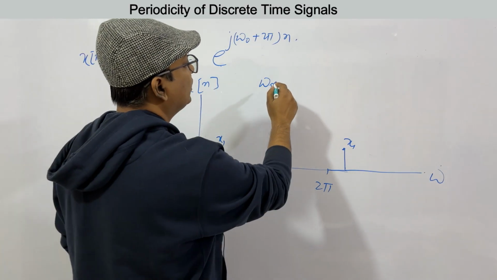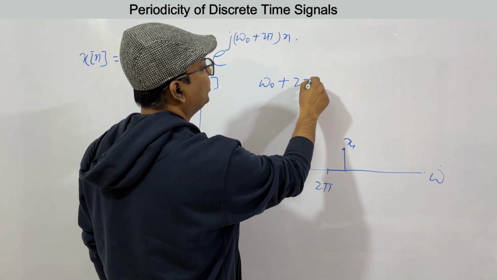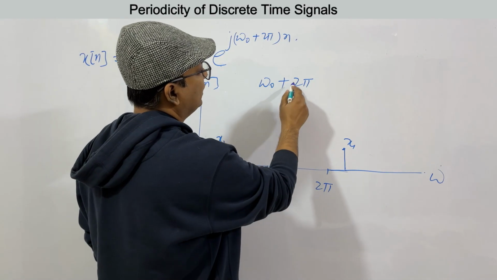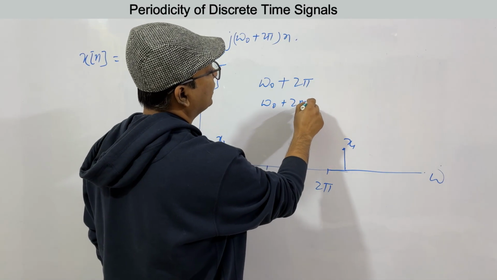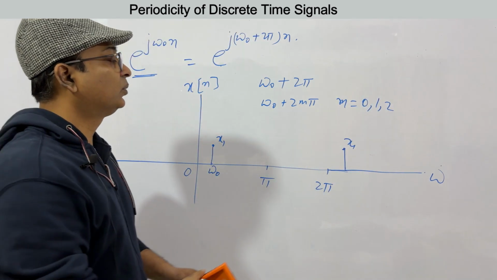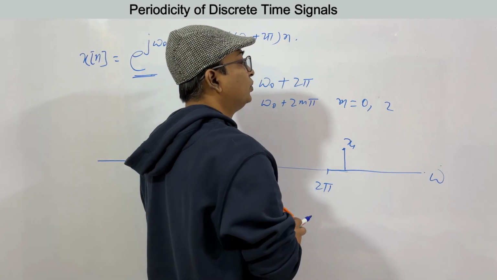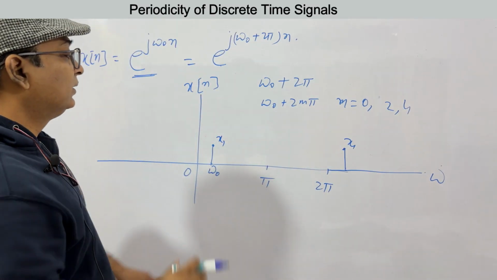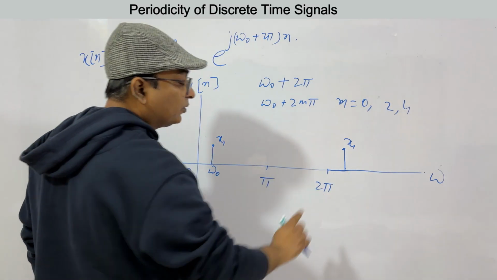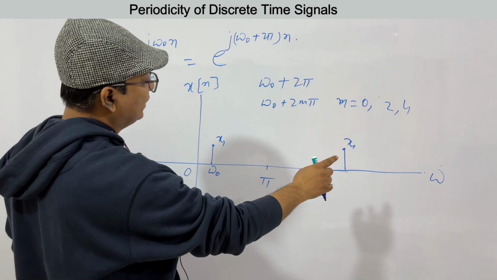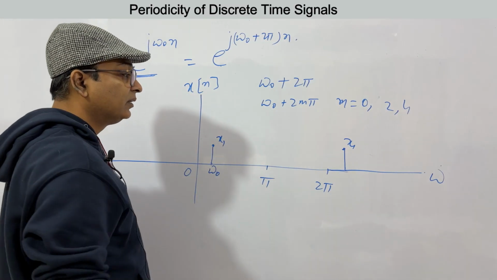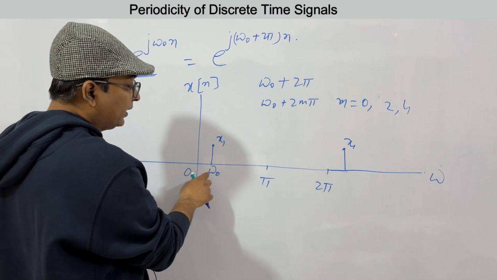That is, the signal keeps on repeating for omega 0 plus 2 pi, or you can say multiples of 2 pi. You can put omega 0 plus 2 m pi also, where m is equal to 0, 1, 2 and so on. So the signal will keep repeating. In the case of continuous time, you can have any value of omega, and for every value of omega, the signal x(t) was distinct. But here it keeps repeating.